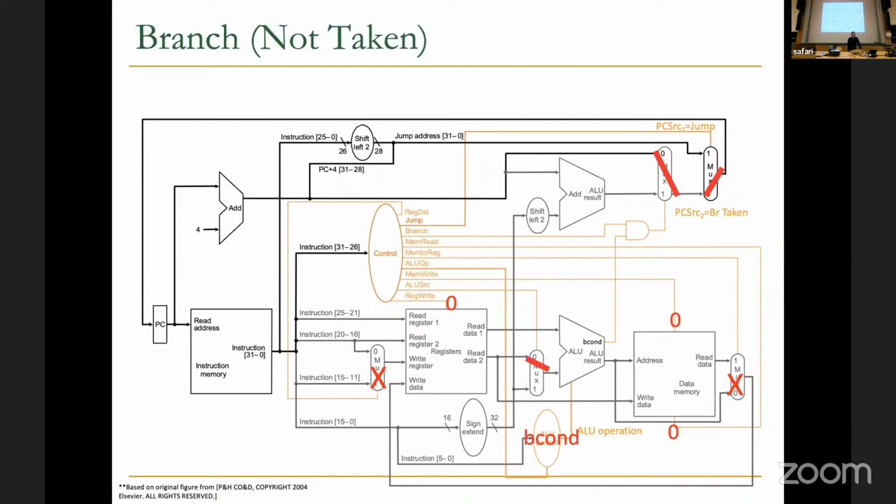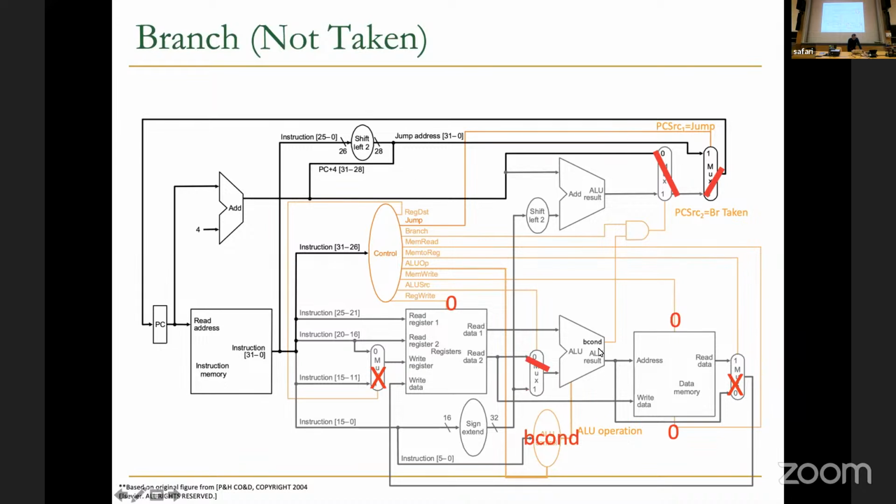Okay, let's take a look at branch not taken. So a branch not taken looks like this, basically. What do we need to do over here? We're not writing to the register. We're not writing to memory at all, or reading from memory at all. We're calculating the branch condition. So there needs to be a way of calculating the branch condition based on the opcode of the branch. It could be branch equal, branch not equal, etc. But this is the not taken case.